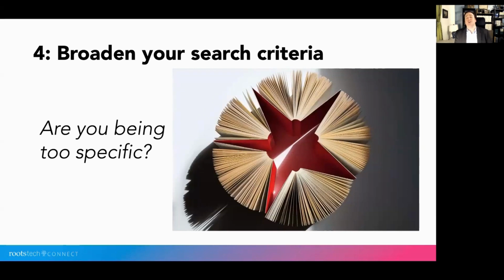How can we broaden our search criteria to make sure that we're not being too specific in our search for vital records? Sometimes we need to broaden our search criteria to include other spellings or variations of names. These are all just examples of things that we can do to broaden our search criteria for vital records. Maybe we're looking in the wrong place. Maybe we're looking in the wrong time period. Again, don't get too caught up on some of the specifics when you're having a hard time finding some of these vital records.